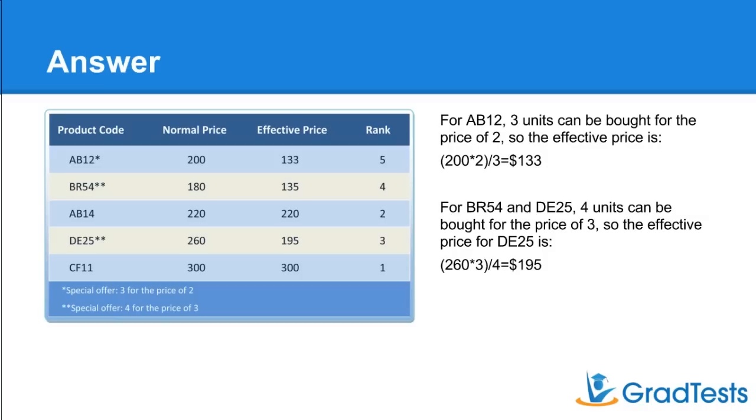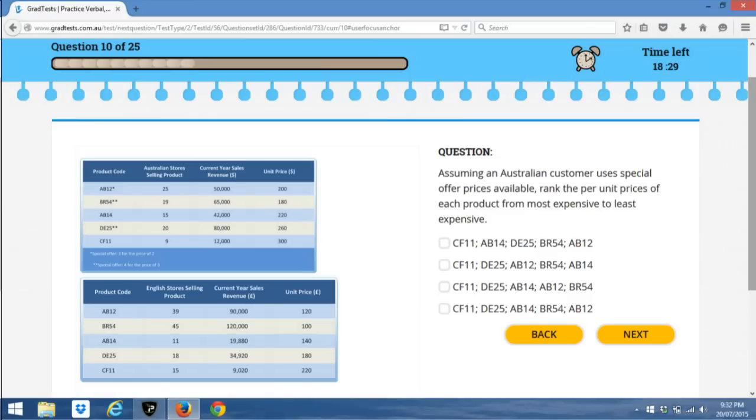And so once you've made those 3 calculations, take those and rank them. Remember, we're trying to rank them from most expensive to least expensive. So you'll see it goes CF11, AB14, D25, BR54, and AB12. So that would be the first option.